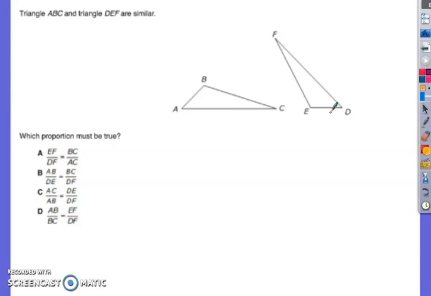Okay, so this one says, which proportion must be true? So I'm kind of just going to glance here and see some of the letters. I need a starting point. I see EF on two of these, okay? So I'm going to mark EF. I might use some sort of marker to mark these. So EF is going to be the same as BC. When I say the same as, it corresponds to BC.